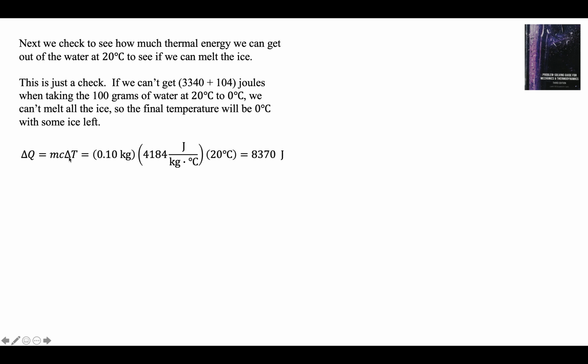And it turns out Q is mc delta T. We have 1/10 of a kilogram at 20 degrees Celsius. And if we go all the way to 0, the temperature change is 20, and that's going to get 8370. And that's more than enough to melt the ice. So all the ice is going to be melted.